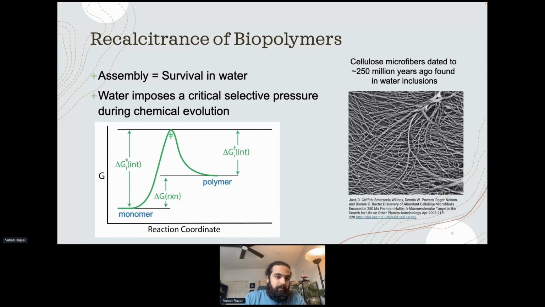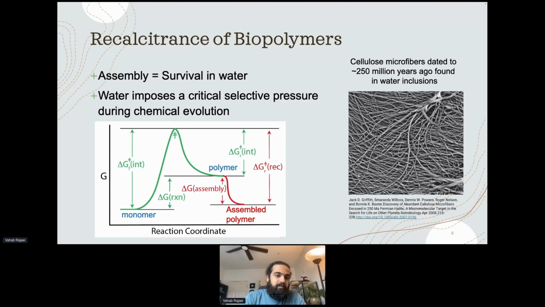Now, what does that look like for this free energy diagram? Well, once it's assembled, it becomes much more stable than the polymeric form. Maybe not as stable as the monomer. It can still tend to lean towards hydrolysis, but much more stable than as a polymer. That is a non-assembled polymer, I should say. And this essentially imposes a selective pressure during the process of chemical evolution when these monomers would have turned into polymers.